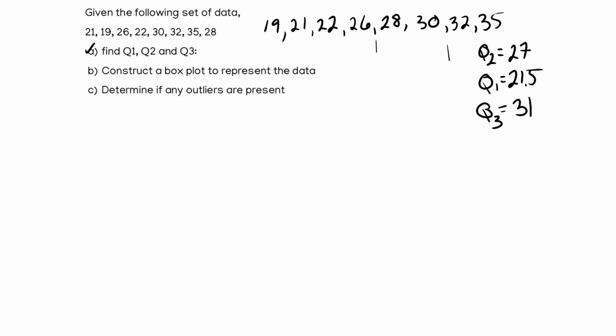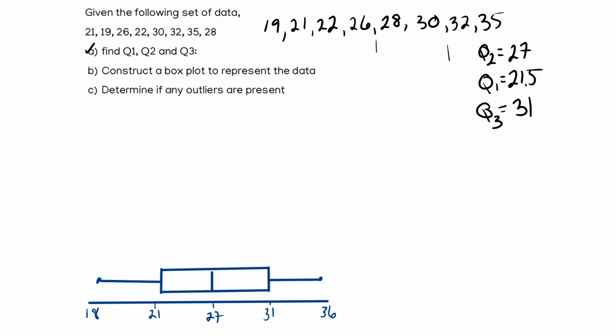I've gone ahead and created that box plot already down here, and you can see that we've got our 19 is right there, our 35 is at this end, then we've got our 21.5, our 27 median, and our 31 Q3. Now we need to look to see if there are any outliers present to know whether we include all of that data into our box plot. In order to do that, we need our interquartile range. So we start with our IQR, and we remember that that is our Q3 minus our Q1.